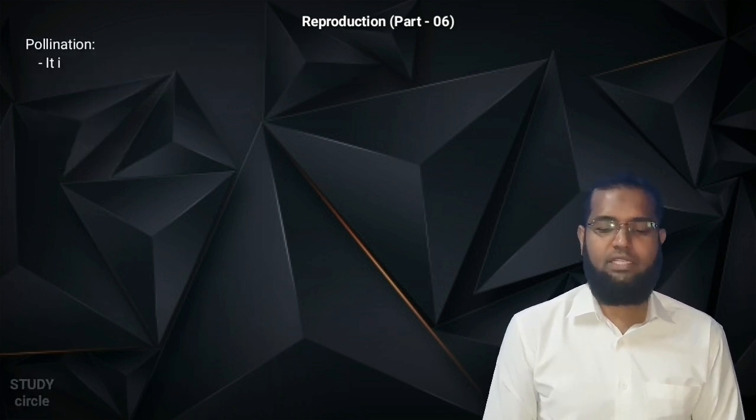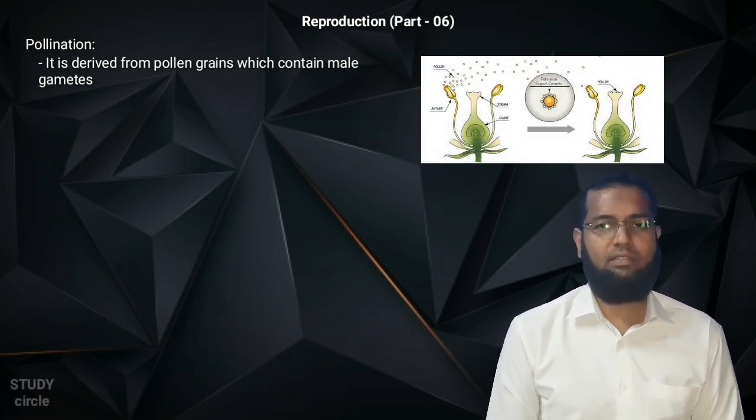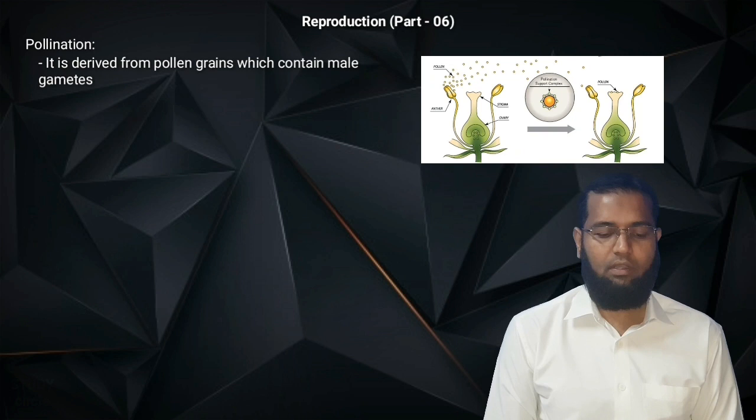Pollination. It is derived from pollen grains, which contain male gametes. When we were studying the structure of the flower, I told you that the stamen is the main part. It has three parts: the filament, the anther, and the connective. The anther is a bilobed structure, and pollen grains are available in it. Those pollen grains are the male gametes.